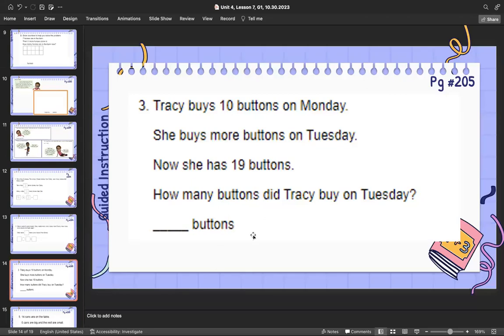Tracy buys 10 buttons on Monday. She buys more buttons on Tuesday. Now she has 19 buttons. How many buttons did Tracy buy on Tuesday? Okay, so we have to figure out how much she bought on Tuesday. So 10 plus blank is going to equal 19 because we know she bought 19 buttons total. We start with 10. How many more would it take to get to 19? Pause and work it out with your Learning Coach.